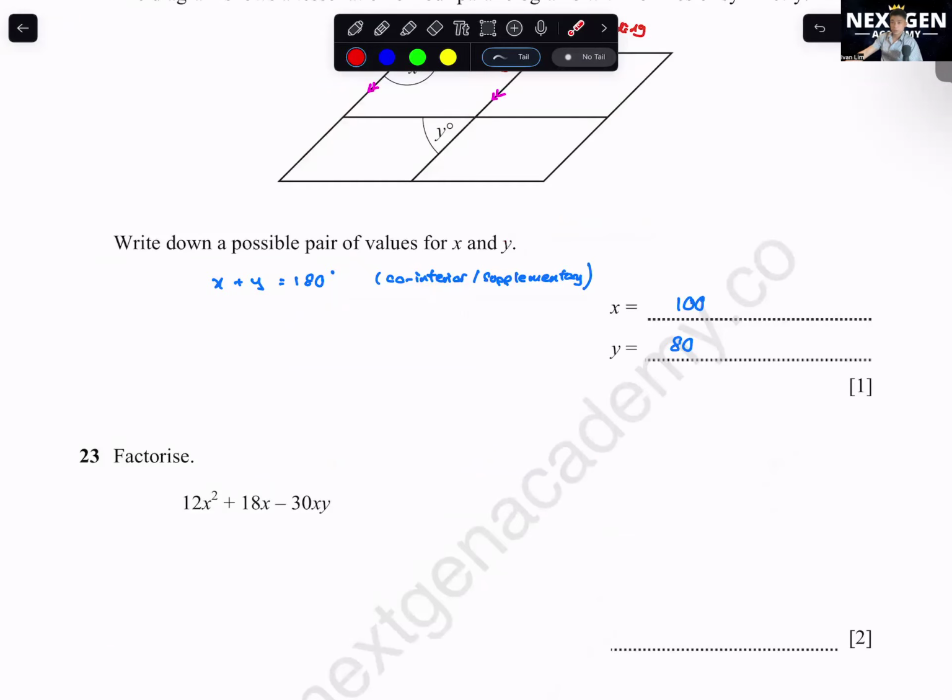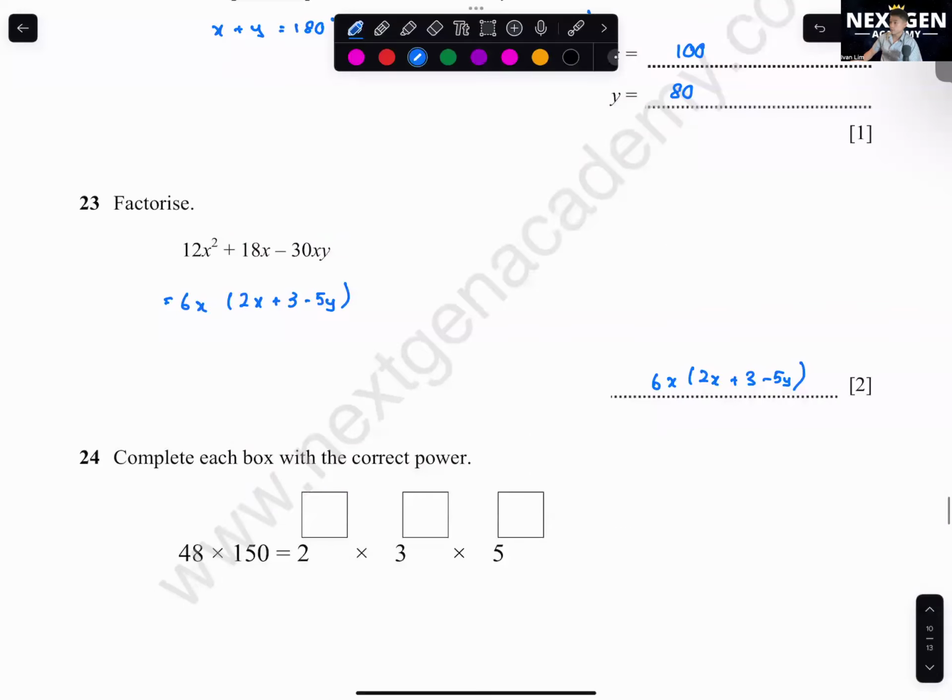Okay, the next one. 23, factorize these values. So we find the highest common factor. The highest common factor here will be 6x, which gives 6x times (2x plus 3 minus 5y). Okay, I'll go a bit faster because of time.